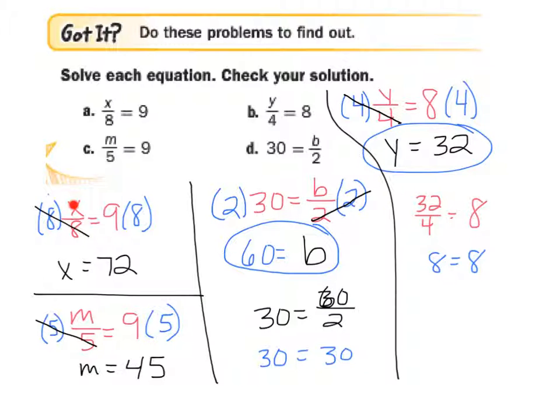So let's start by rewriting your equation, and the x and the 8 are going together with division, so we need to multiply by 8 on both sides. So the 8's cancel, the x remains, and 9 times 8 is 72. Down here, the m and the 5 were joined with division, so I multiply both sides by 5. The 5's cancel, we get m, and 9 times 5 is 45.